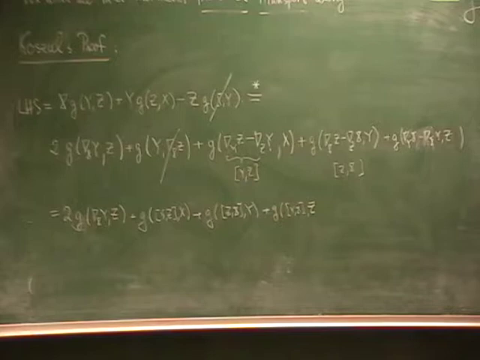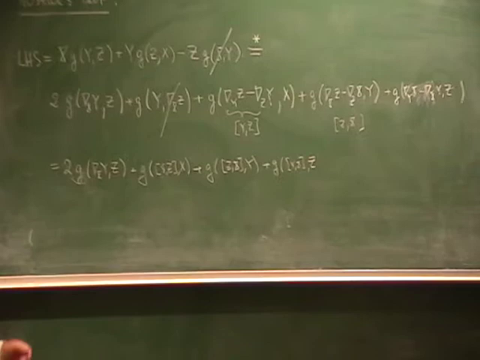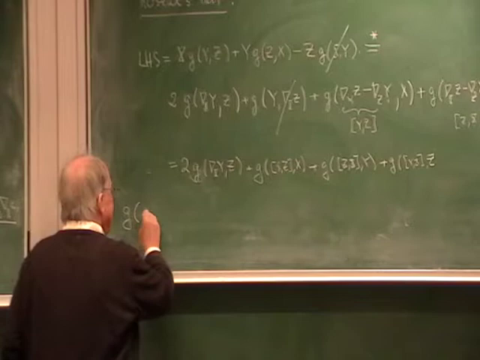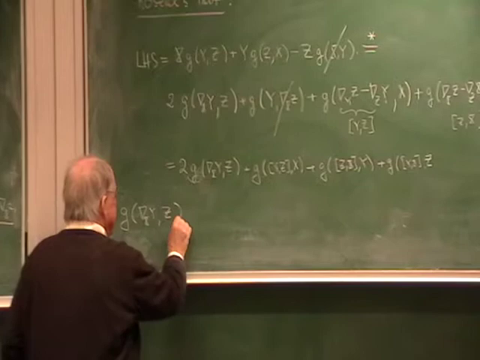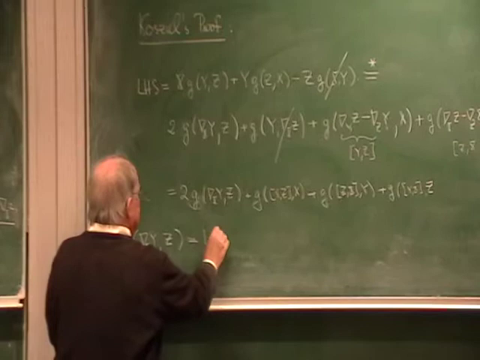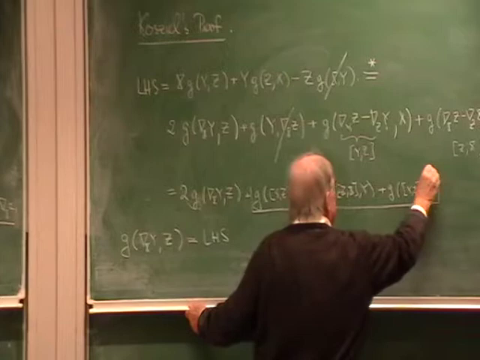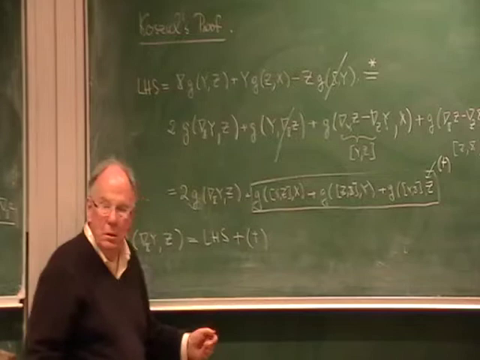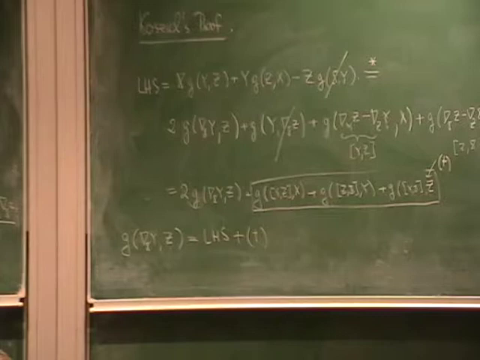So I will now excite you with Kozul's formula. Kozul, a great mathematician of Strasbourg. Let's write Kozul's formula down. The left-hand side. And let's call this thing in here dagger. So with a little help from my friends here, you have g of nabla xyz is equal to the left-hand side.